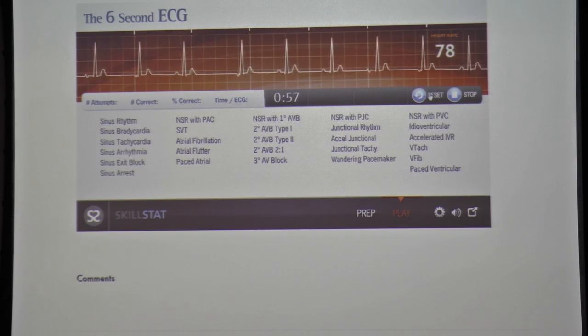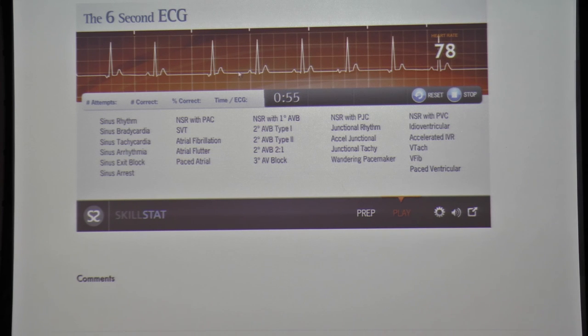Oh, this is a good one. So what do we have? We have a normal rate, pretty normal complexes, except what do you notice about the P waves? Some of them are inverted, this one is normal, this one is biphasic. You see it goes up and down? So we have multiple different P waves. So now we go back to either wandering atrial pacemaker or multifocal atrial tachycardia. The way we tell the difference between the two is rate. Tachycardia has to be over 100. This is under 100, so it has to be wandering atrial pacemaker.